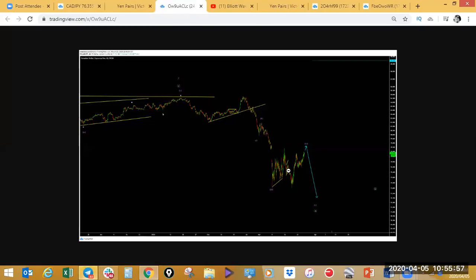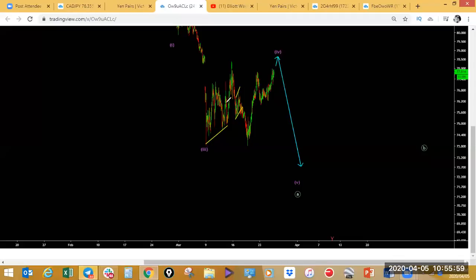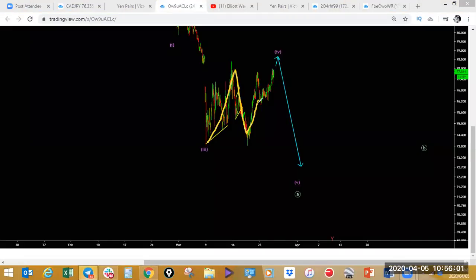So CAD yen, as you can see, we expected this from when we made these three-wave moves to the upside. That's what we've got here. We've made a bit of a move here. It has made a pullback. I'm still expecting continuation to the downside.